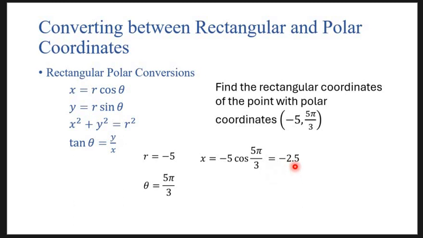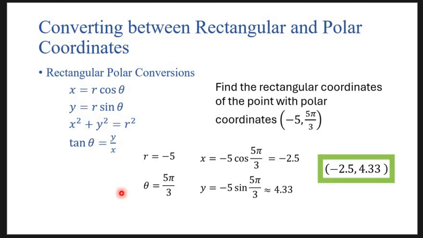-2.5. Next, we use this other equation to find y. So y is r times the sine of theta, or -5 times the sine of 5 pi over 3. Typing this into a calculator, we get that y is approximately equal to 4.33. I rounded that to 2 decimal places. For this set of polar coordinates, the rectangular coordinates would be -2.5, 4.3. So that would be the final answer.